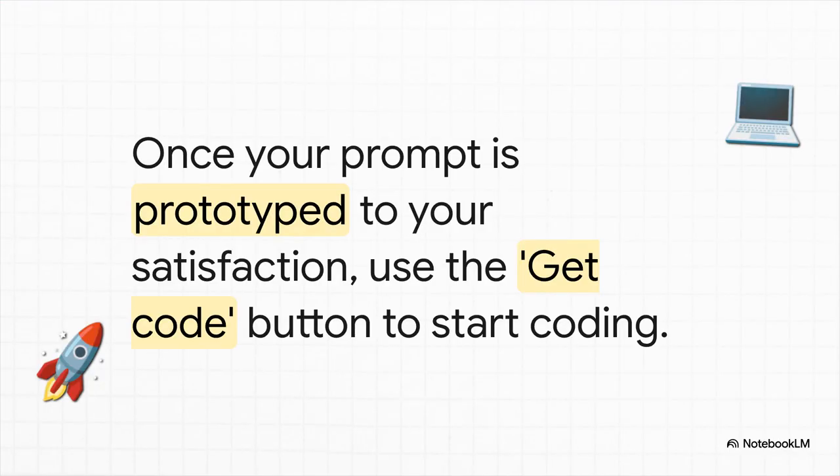It doesn't lock you into its own little world. Once you get your prompt perfect, there's a simple button right there that says Get Code. You click that and boom, AI Studio spits out the code in your favorite language, with all your prompts and settings already baked in, ready for you to build on.